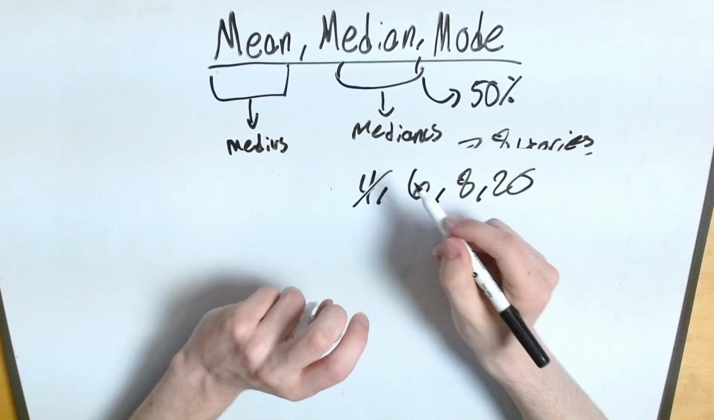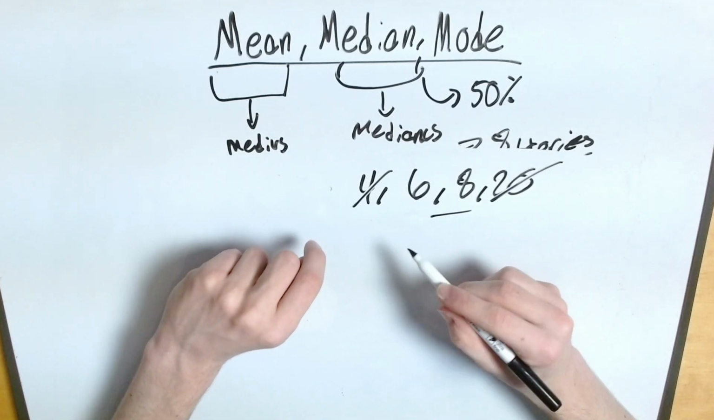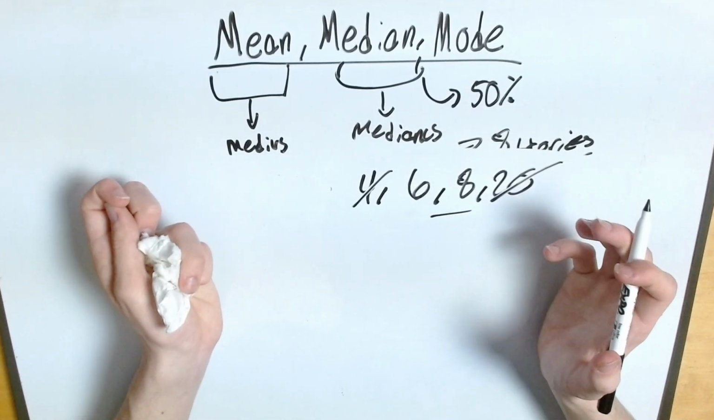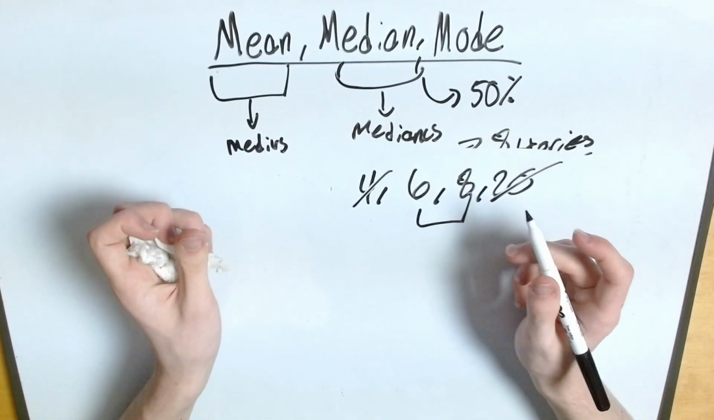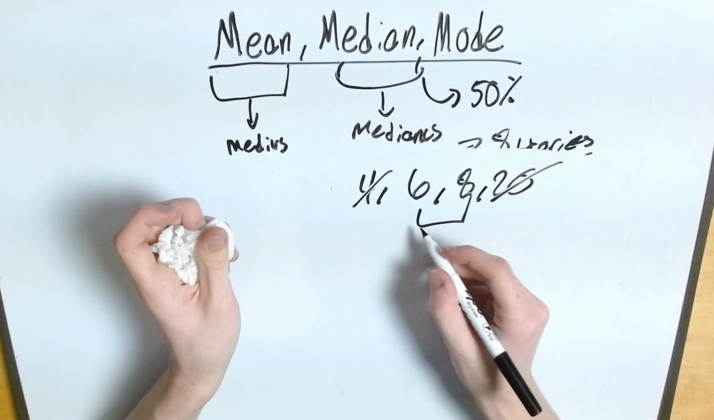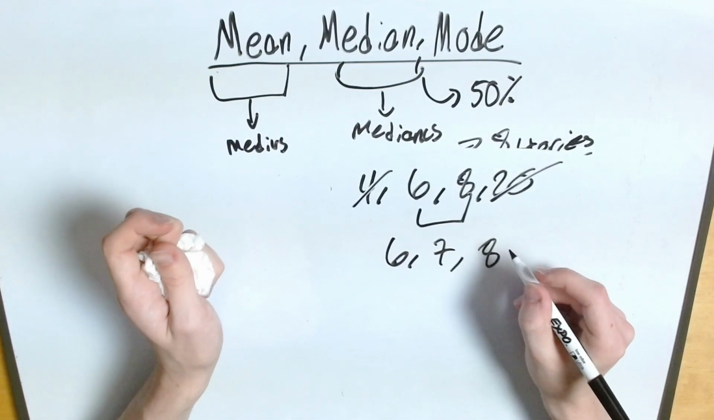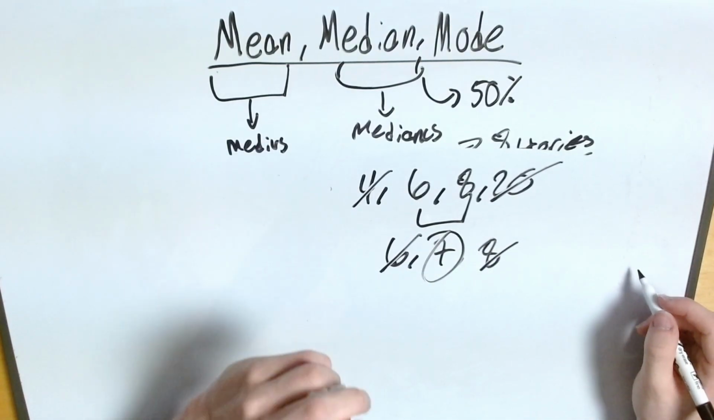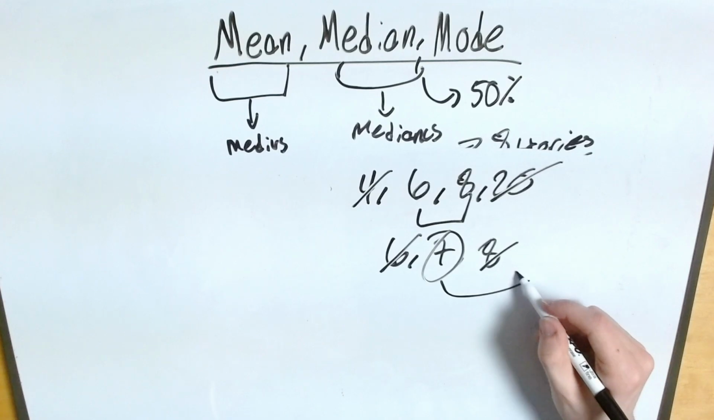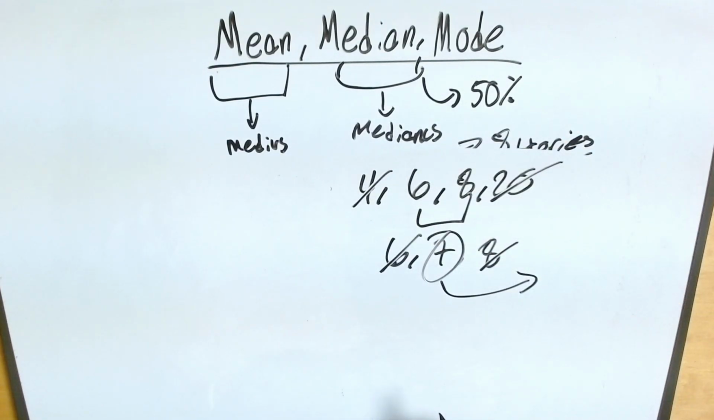So I get rid of my lowest and my highest data point, and now I have 2 data points left. If I get rid of them both, I won't have anything. So what do I do? Well, in this case, I want to find the median between those 2 points. So I'm going to write this as 6, 7, and 8. I can get rid of my lowest and my highest, and I'm left with 7. So in this case, the median height of a building in my neighborhood is 7 stories.